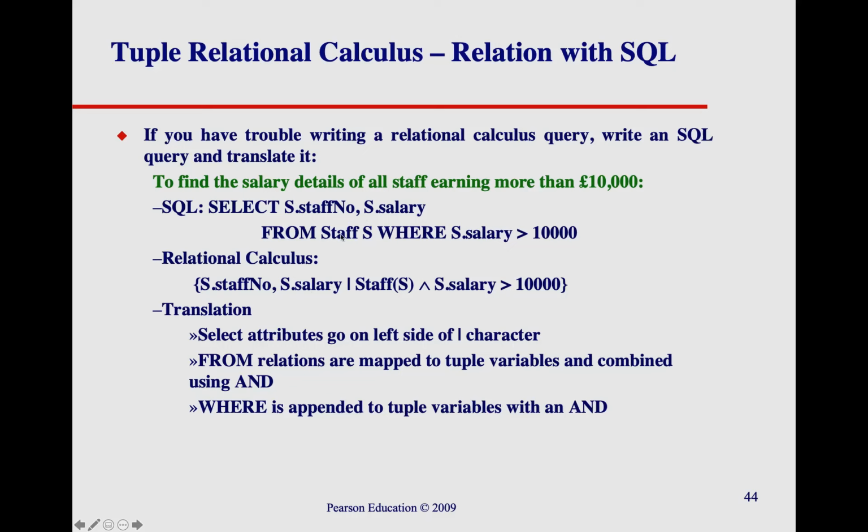Anything that's in a from clause becomes a tuple variable. Tuple variables are separated by the and sign. So if you have a multi-table query with multiple tuple variables, they're separated with an and sign. And then the where predicate is appended with an and sign. So you take whatever is in the where, and you append that to the tuple variables with an and.